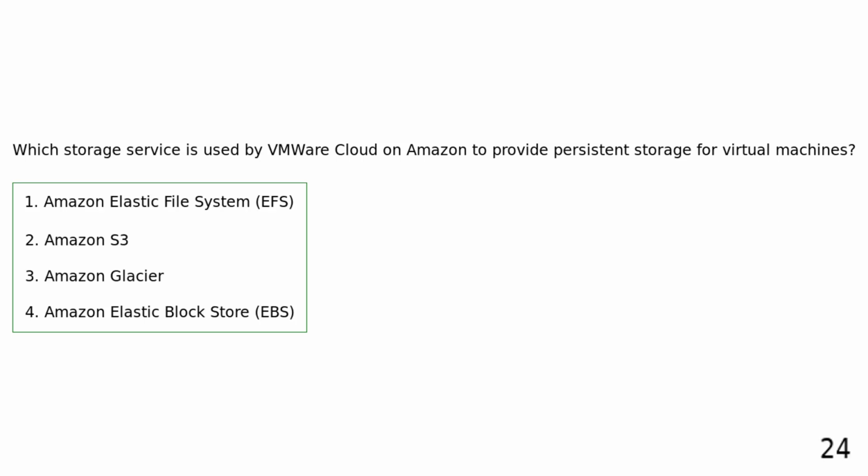Which storage service is used by VMware Cloud on Amazon to provide persistent storage for virtual machines? Amazon Elastic File System. Amazon S3. Amazon Glacier. Amazon Elastic Block Store.